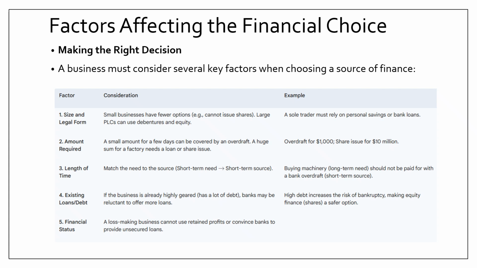If the business is already highly geared and has a lot of debt, banks may be reluctant to offer more loans. For example, high debt increases the risk of bankruptcy, making equity finance a safer option. Number five, financial status. A loss making business cannot use retained profits or convince banks to provide unsecured loans.